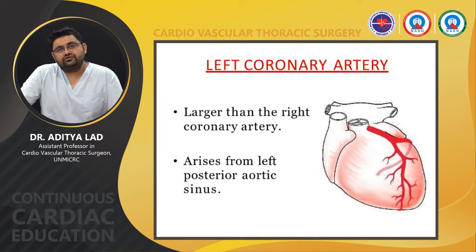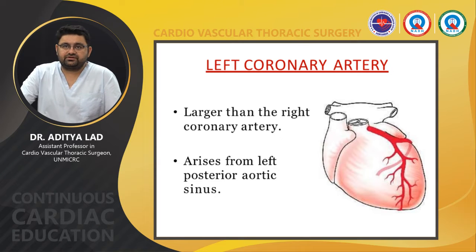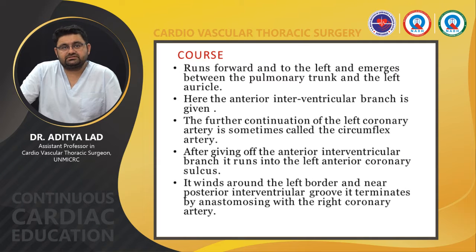Now we come to the left coronary artery. As we can see in the picture, it arises from the left cusp of the aorta. Immediately after arising, it divides into two main arteries: one is the LAD and the other is the circumflex artery. It is larger than the right coronary artery. It arises from the left posterior aortic sinus.